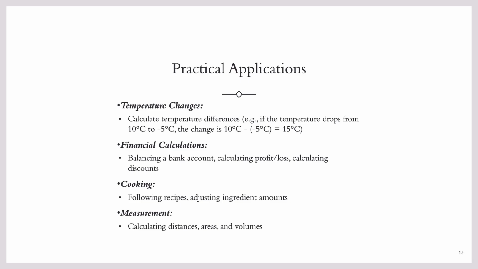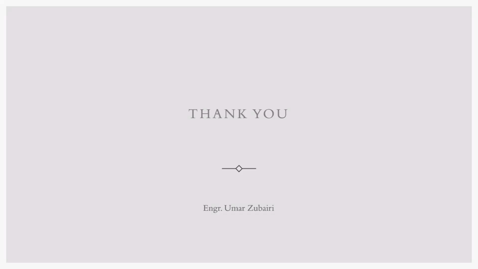Basic arithmetic operations are also used in financial calculations, such as for balancing a bank account, calculating profits, losses, discounts, etc. We also use it for following recipes, adjusting ingredient amounts. Let's say we need 200 grams of one spice and 150 grams of some other ingredient. That's how it's used. And moreover, it's also used in measurement and in bargaining. They are used almost everywhere in our daily lives.